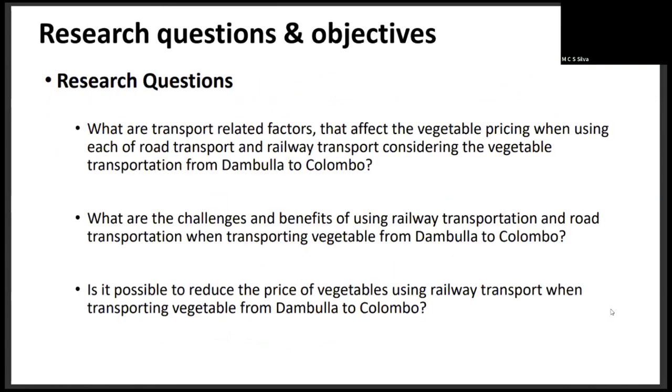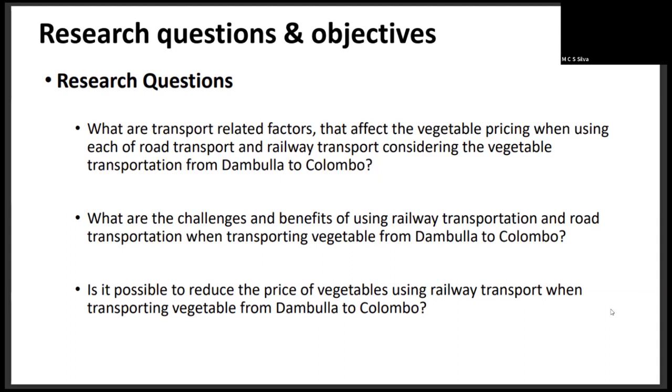So the research questions are: what are the transport related factors that affect the vegetable pricing when using each transport, that is road and rail? And also, what are the challenges and benefits of using railway transportation and road transport when transporting vegetables from Dambulla, one of the dedicated economic centers in the country, to Colombo, the main economic center in the country when it comes to distribution of vegetables? And also, is it possible to reduce the price of vegetables using railway transport?